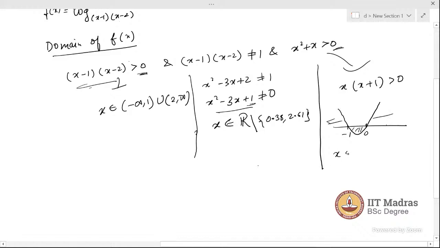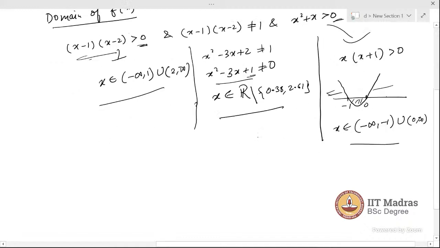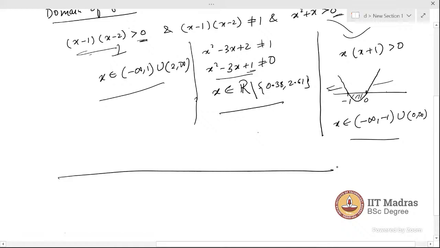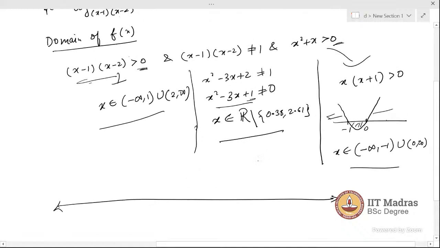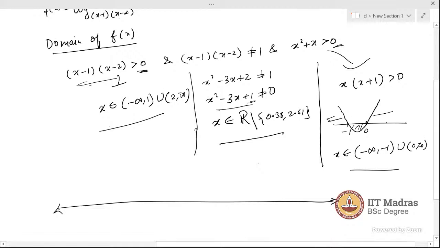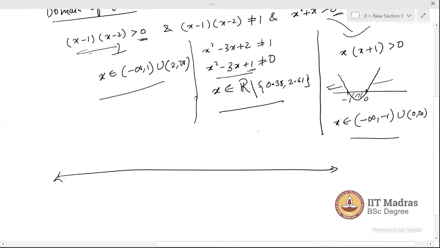So again, I can say that x belongs to minus infinity to minus 1, union 0 to infinity. Now I have these regions. Now what do we do with these regions? Again, we'll draw a number line and understand that. Sir, minus 1 is included, no? No. When you include this, it will become 0, and we have to make sure it is greater than 0. So now, having known this, we have to draw the number line and find the intersection points.